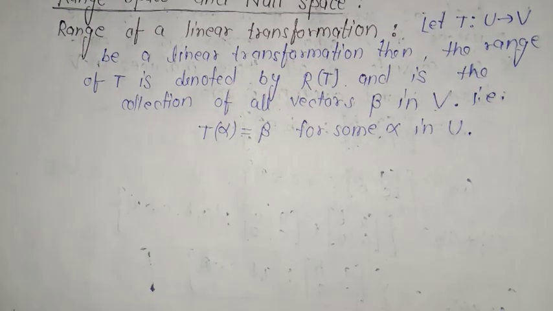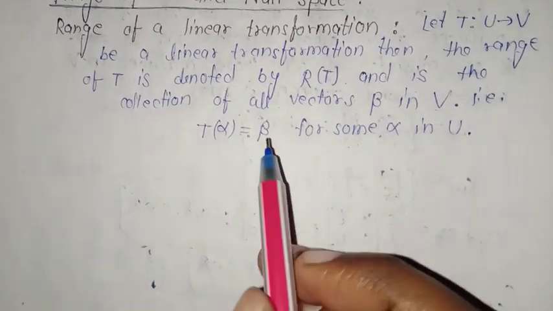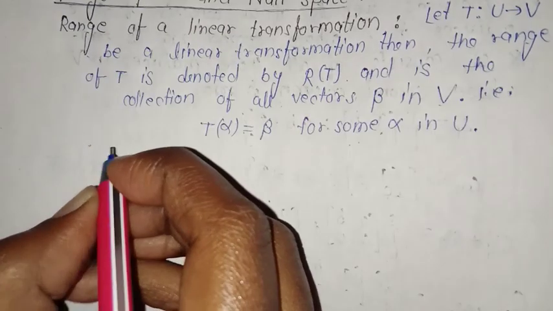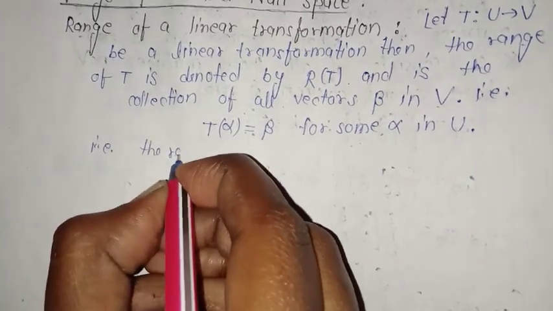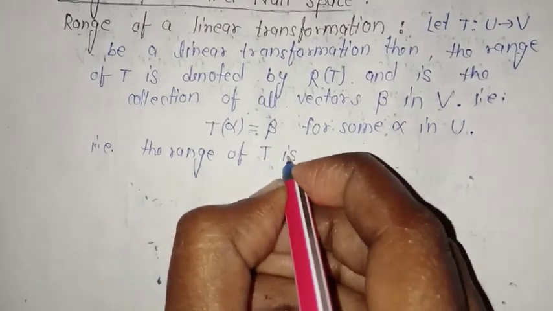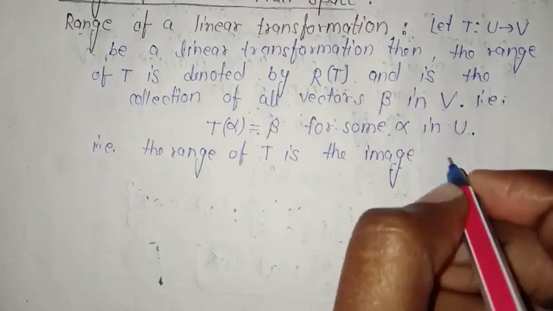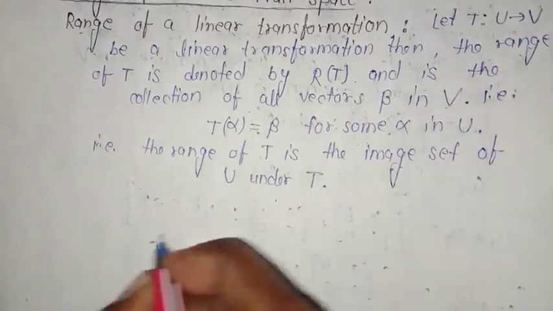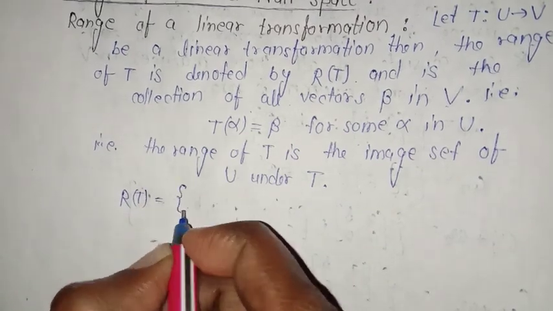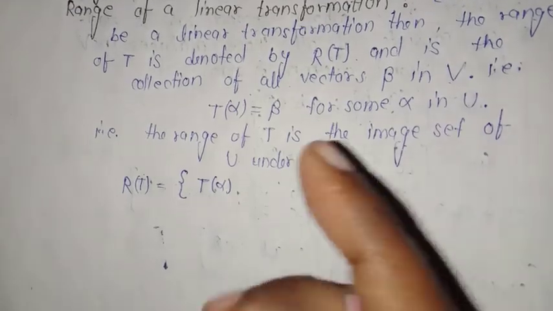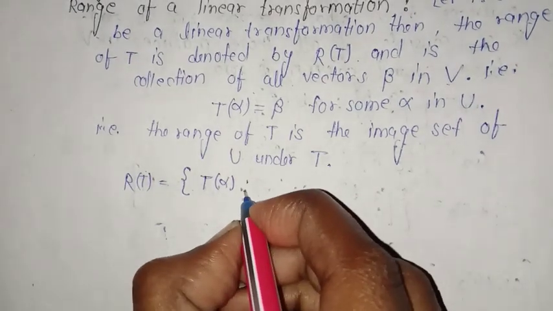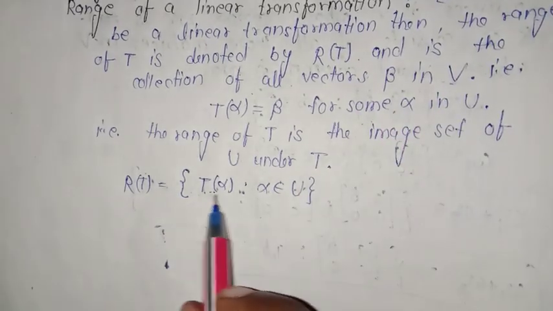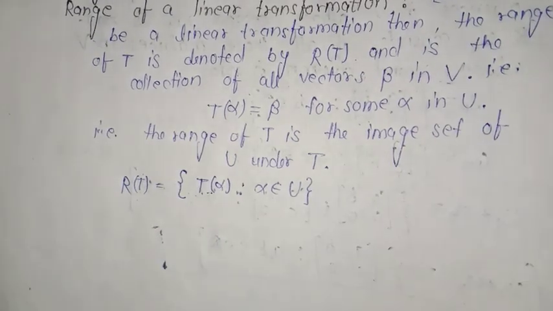So the range of T is the image set of U under T. That is, the range of T is the image set of U under T. If we define it, this is the collection of all the images of alpha, that is elements of V, such that alpha belongs to U. So all the elements which are mapped onto the elements of V, we will collect all those elements in the vector space V, and that will work as the range of the linear transformation.